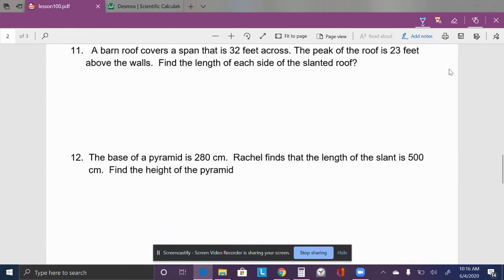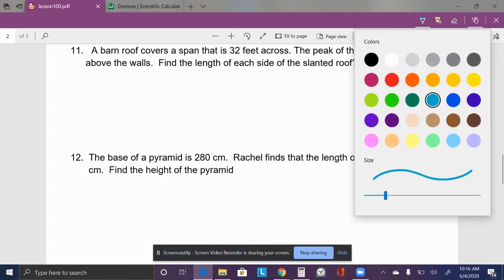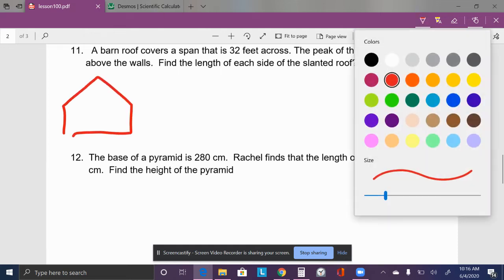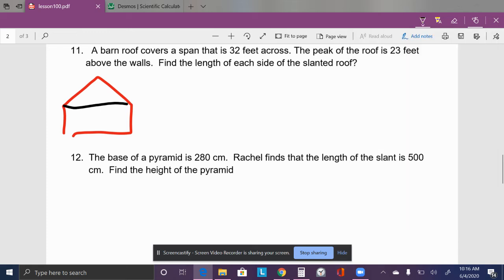A barn roof covers a span that is 32 feet across. All right, a barn. Let me draw a little barn here. There we go. So it spans 32 feet across. The peak of the roof is 23 feet above the walls. So the peak of the roof, there's the peak, is 23 feet above the walls.